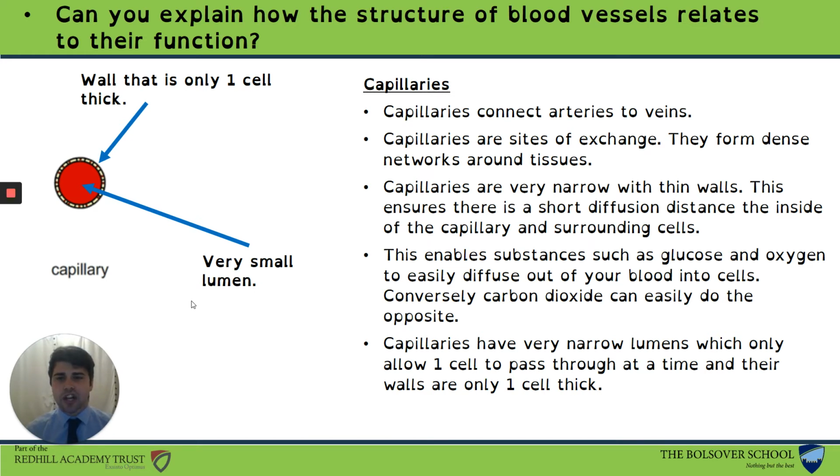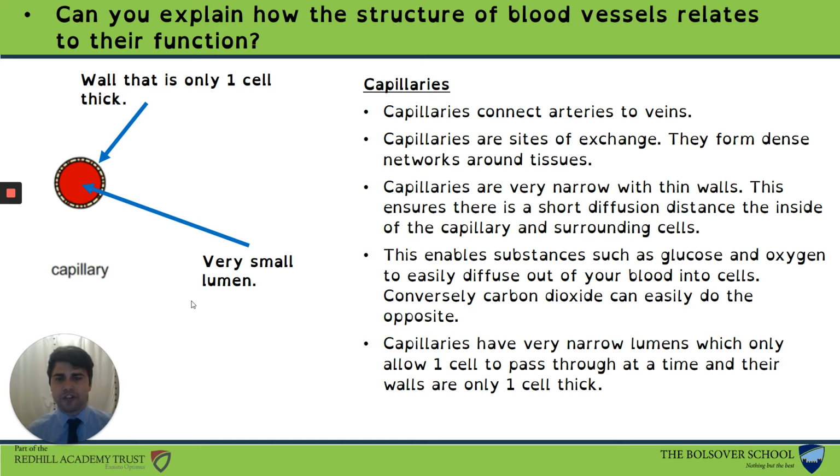Okay, so exchange of substances can only happen where there are capillaries. The reason why capillaries are good at exchange is because they have very narrow, thin walls that are only 1 cell thick. Okay, capillaries are incredibly tiny compared to arteries and veins. And the reason why this is really useful, that they have really thin, narrow walls that are only 1 cell thick, is because it means there is a very short diffusion distance. Okay, so this allows diffusion to happen.